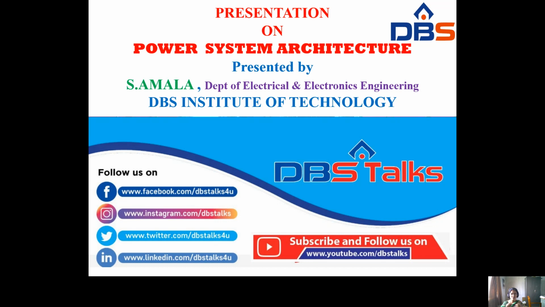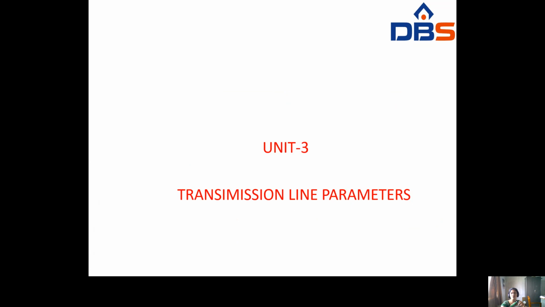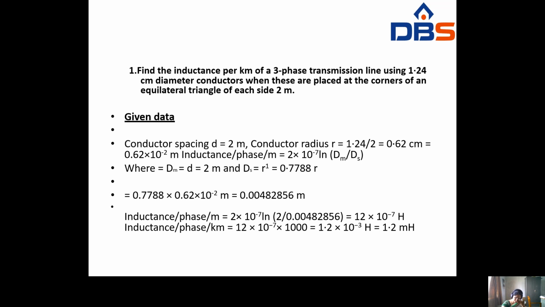Now in this class we are discussing the subject, power system architecture. We are discussing some problems of the transmission line parameters. Up to now we have discussed all the topics in the third unit. What is the third unit? Transmission line parameters. In transmission line parameters we first discussed the types of conductors used. And what are the transmission line parameters? Resistance, capacitance, inductance, and how to calculate them we saw in previous classes. Now in this class we are discussing some problems.